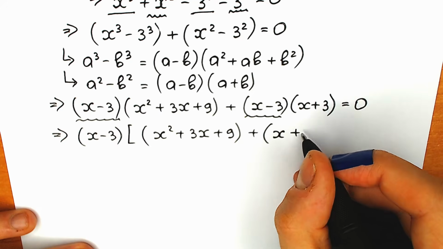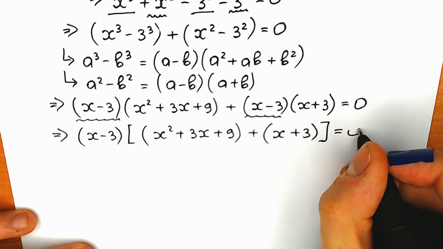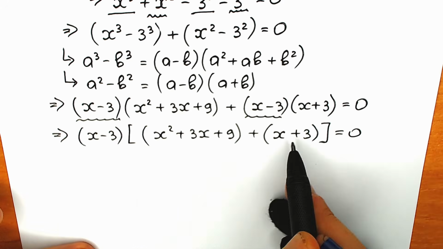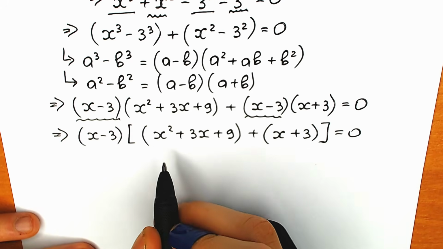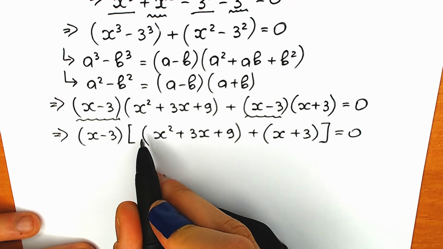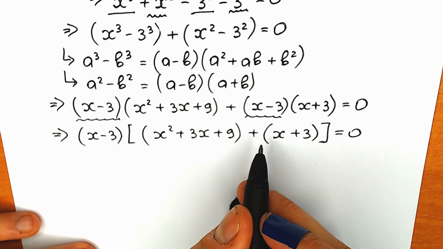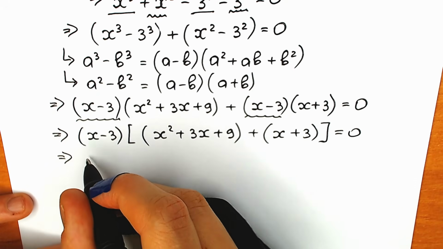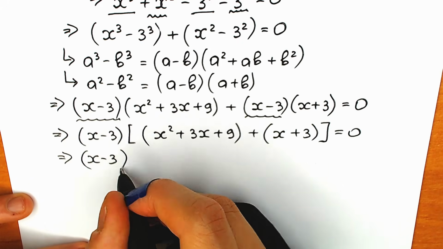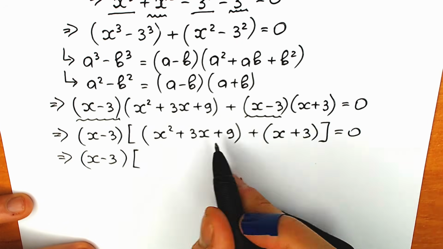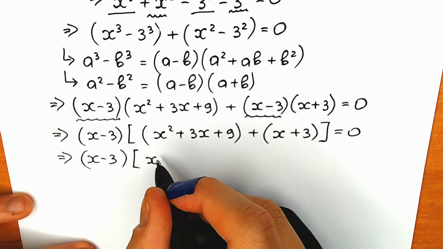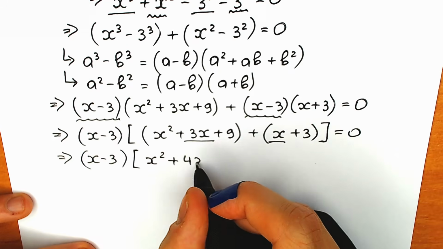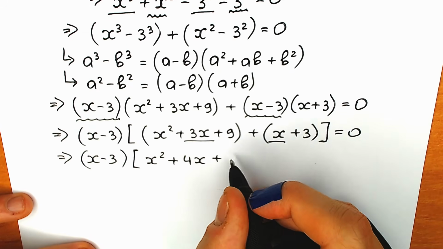I just used the parentheses because I want you to understand how we split it, how we separate these parts. So this is our first branch and this is our second branch, but we need to simplify this. We can get rid of this parenthesis because we have all the time a positive sign right here. So the first parenthesis is x minus 3 without any changes, and in another parenthesis we can add all of this: x squared without any changes, 3x plus x equals 4x, so plus 4x, and 9 plus 3 equals 12.